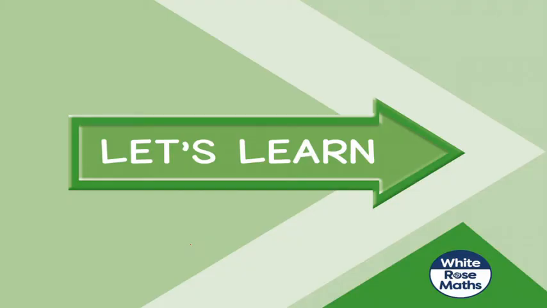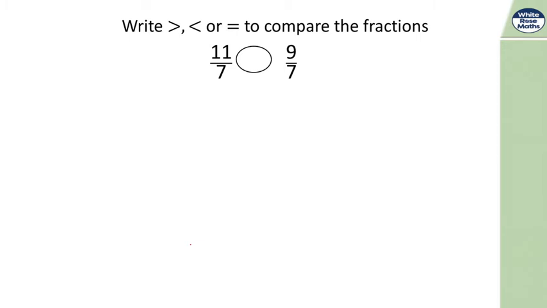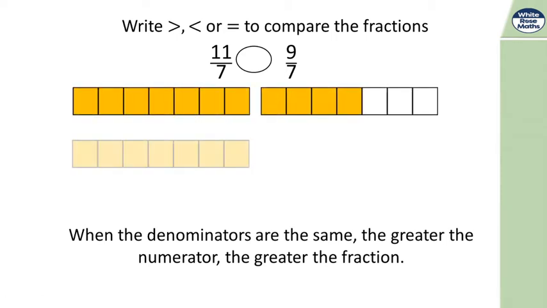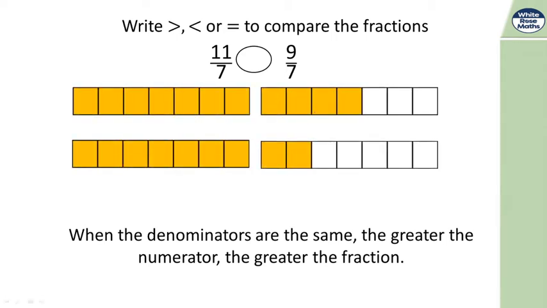Okay, let's move on to today's learning. So we want to compare these fractions, so which one is bigger, which one is smaller. So we have 11/7 and 9/7. Which one do you think? When the denominators are the same, the greater the numerator, the greater the fraction, which means 11/7 is greater than 9/7.